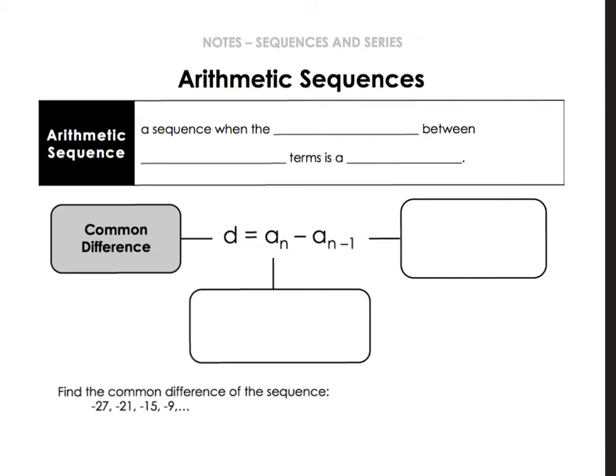So here we go. We have arithmetic sequences. Last week we did learn about geometric. This week is arithmetic. They are similar, but they are very different. An arithmetic sequence is a sequence where the difference between consecutive terms is a constant. So there we go, it's a difference now.